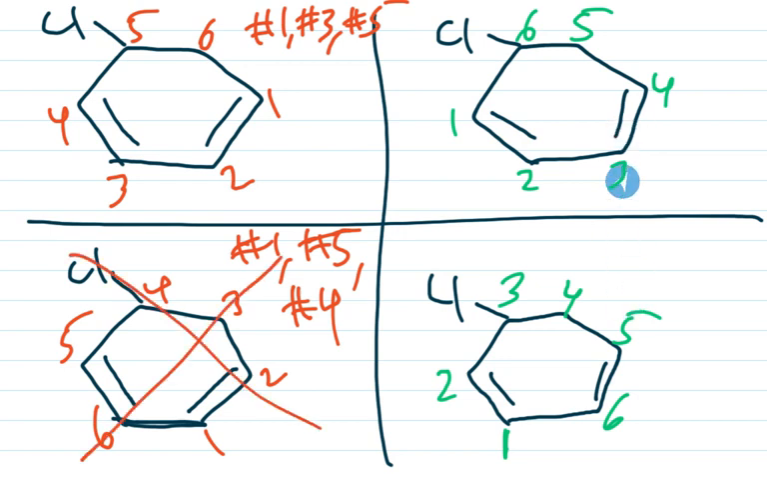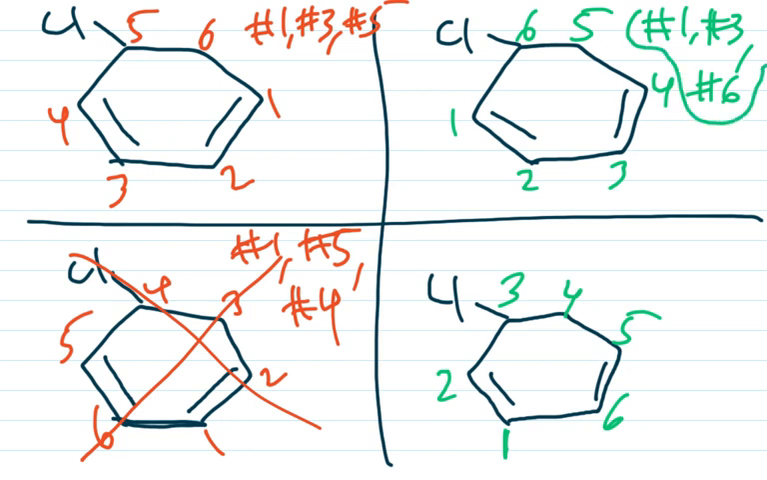Now let's compare the right side. So again, for the top right, at what carbon numbers are the double bonds and the substituent at? For the double bonds, it would be at carbon numbers 1 and 3. And for the substituent, the chlorine substituent would be at carbon number, what? Carbon number 6. So we have 1, 3, and 6 here.